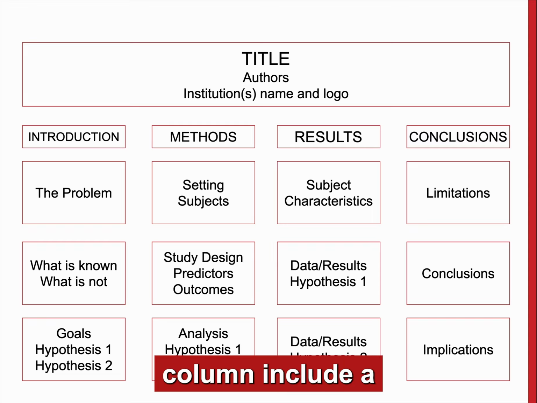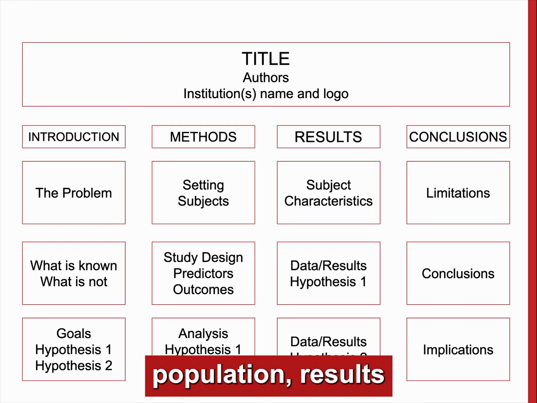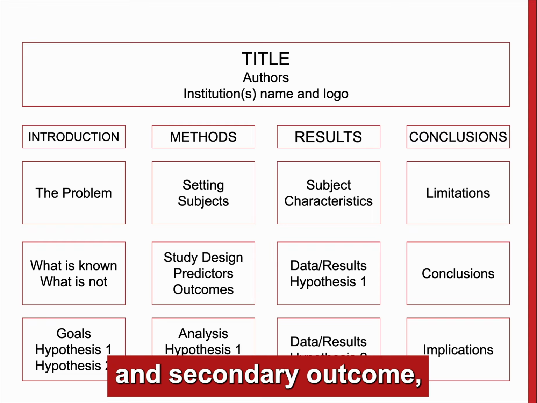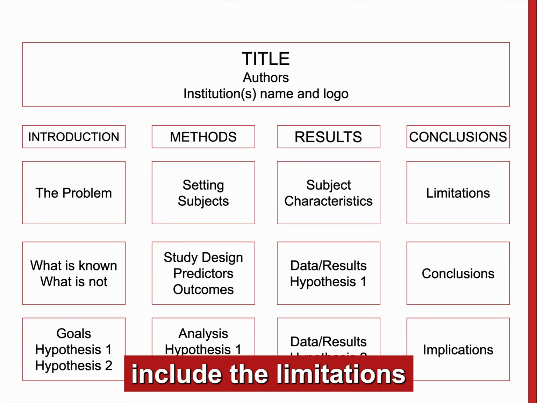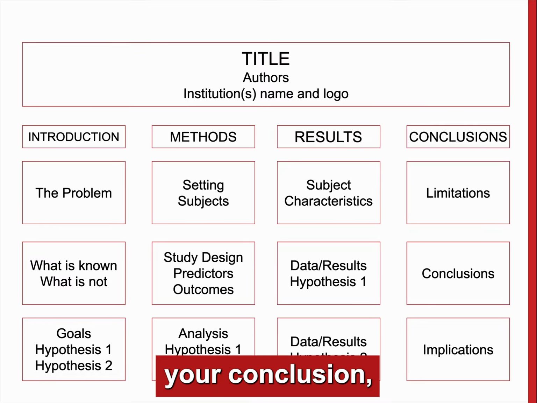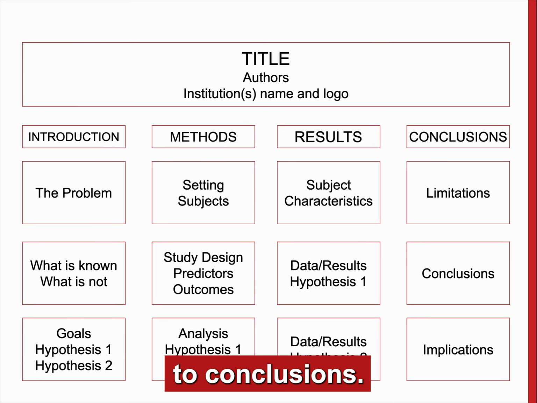The results column includes a description of the study population, results for the primary and secondary outcome, preferably in graphic form. The conclusions column includes the limitations of your study, your conclusion, and potential implications. The panel should tell a convincing story in the order of hypothesis to methods to results to conclusions.